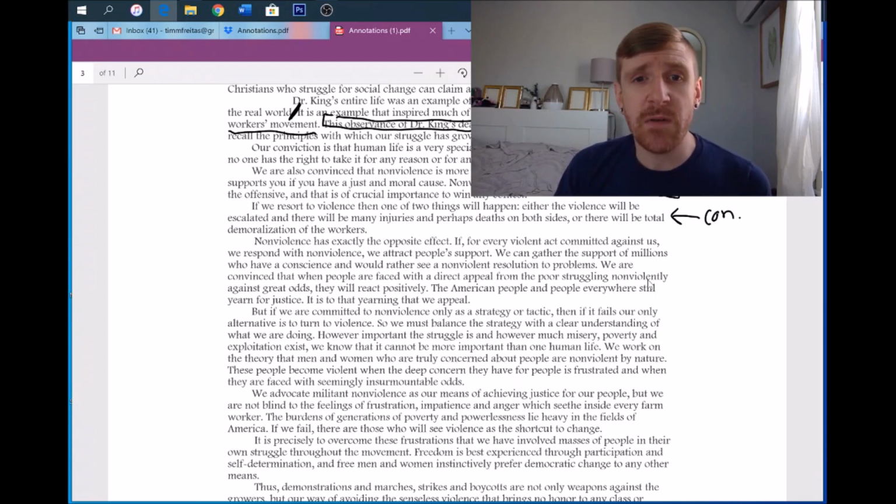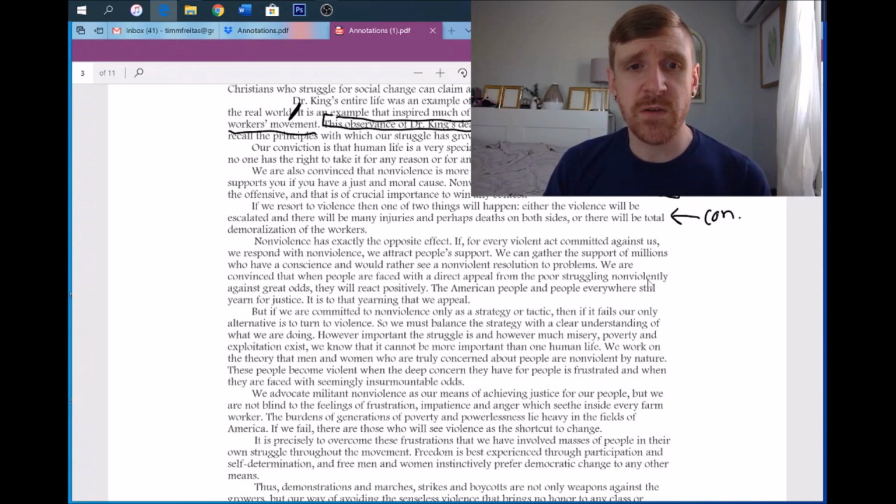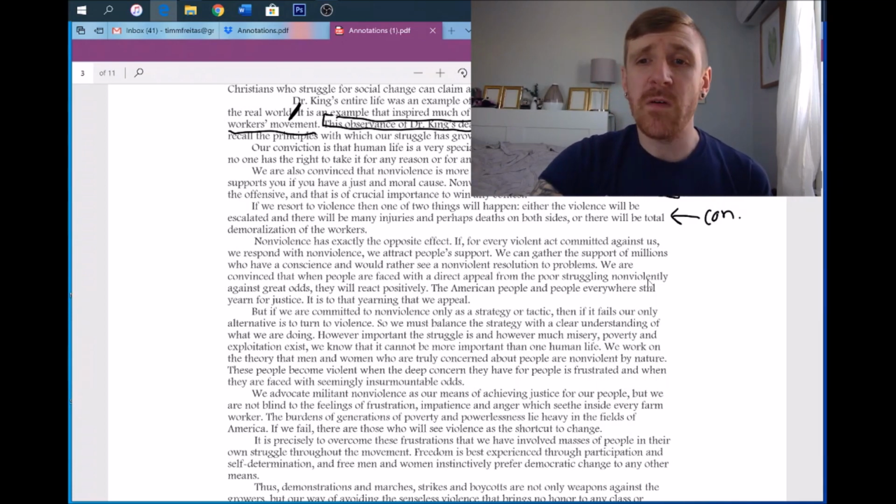We are convinced that when people are faced with a direct appeal from the poor struggling nonviolently against great odds, that they will react positively. The American people and people everywhere still yearn for justice, and it is to that yearning that we appeal. Once again, if we go back to that thesis, I ask kids, where does this fit in relation to the thesis? They will very easily tell you, oh, confirmation.